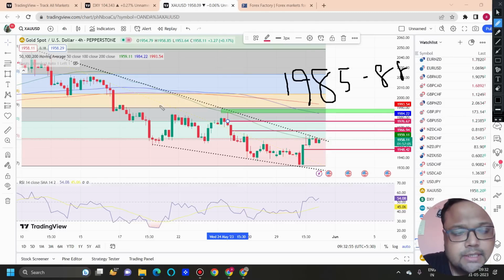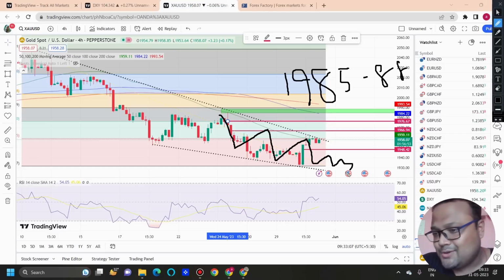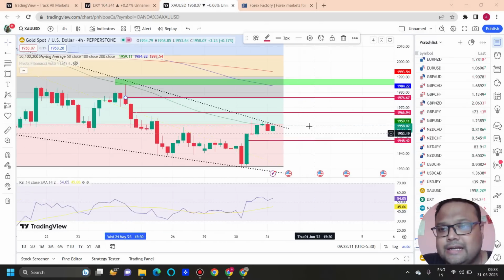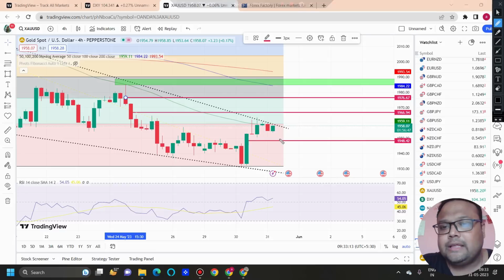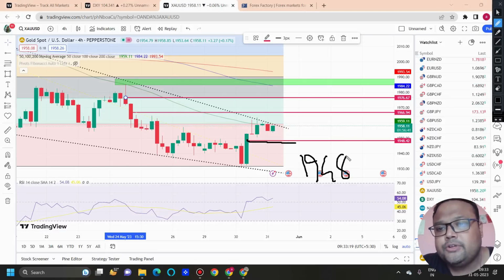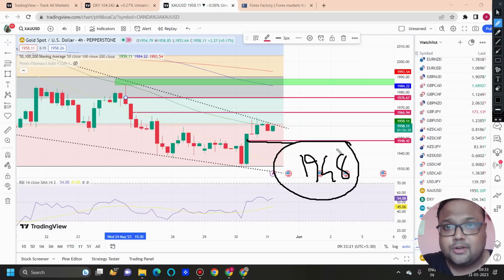And as we have already discussed, market is inside the wedge here. So if market fails to cross this line and comes down again, because in wedge pattern we need the market to squeeze, then there's a high chance that we will get to see good selling opportunity below 1948. Good selling opportunity means only for day traders, not for swing traders.